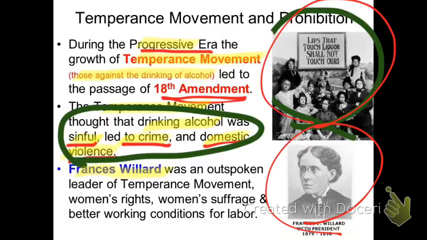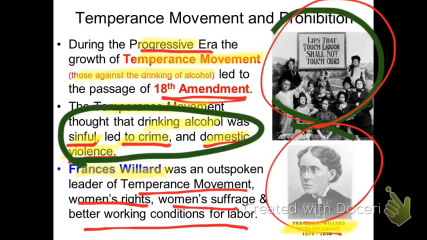Francis Willard, again, we have a picture of Francis over here, an outspoken leader of the temperance movement, a leader of women's rights, women's suffrage, and better working conditions for labor. Now, for this last one, for labor, that's really for both genders. But her work on temperance, of course, women's rights and women's suffrage, well, that was generally aimed at women in the country, benefiting them. And eventually, of course, women did gain universal suffrage with the 19th Amendment. Women's rights pretty much has been addressed through the decades. And, of course, the temperance movement, we tried. It failed miserably, and we did away with it.